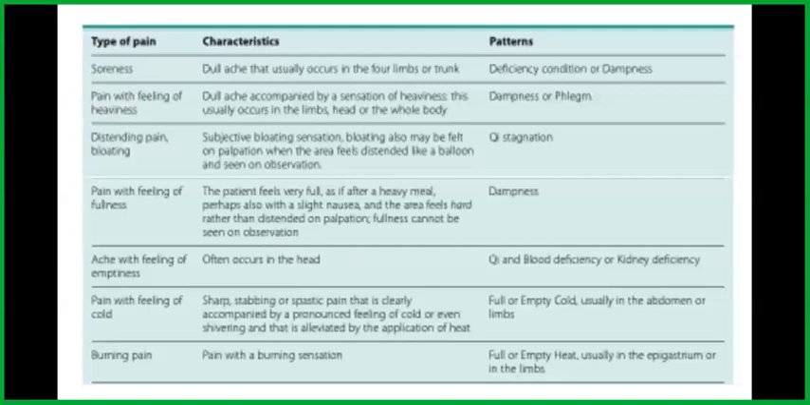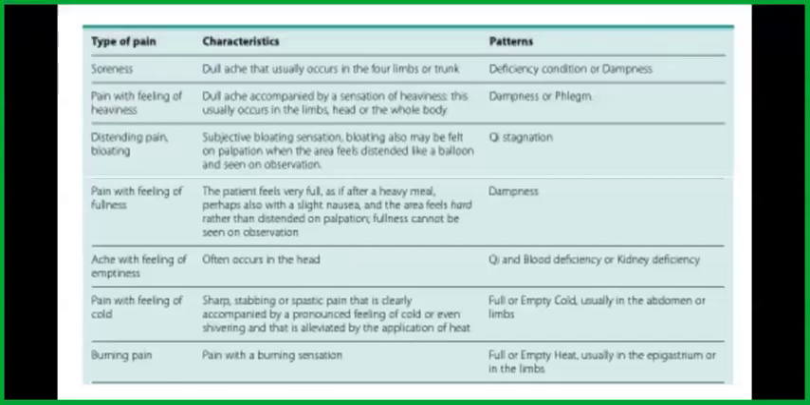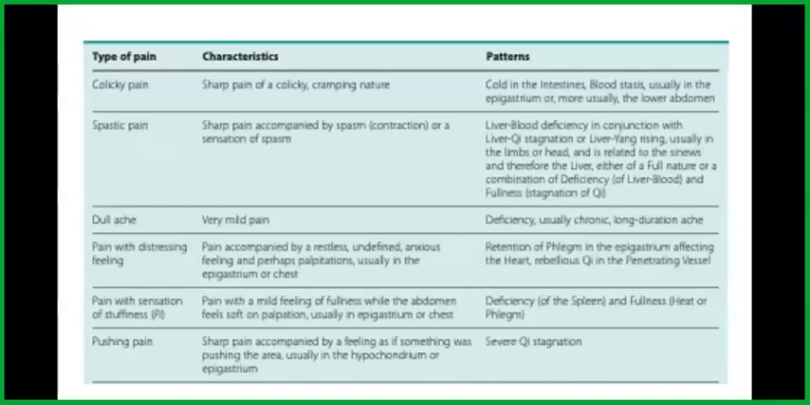When there is burning pain, it's a pain with a burning sensation. That's a pattern of full or empty heat, usually in the epigastrium or in the limbs. The next type of pain is colicky pain. That's a sharp pain of the colic or cramping nature. The pattern is cold in the intestines, blood stasis, usually in the epigastrium, or more usually the lower abdomen.